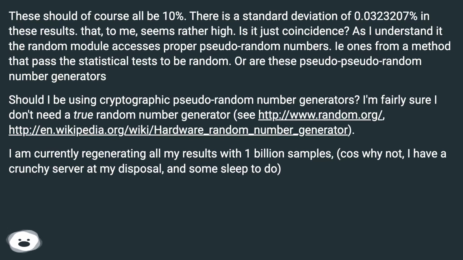from a method that passed the statistical test to be random. Or are these pseudo-random number generators? Should I be using cryptographic pseudorandom number generators? I'm fairly sure I don't need a true random number generator. See this URL, this URL. I am currently regenerating all my results with 1 billion samples, because why not? I have a crunchy server at my disposal, and some sleep to do.